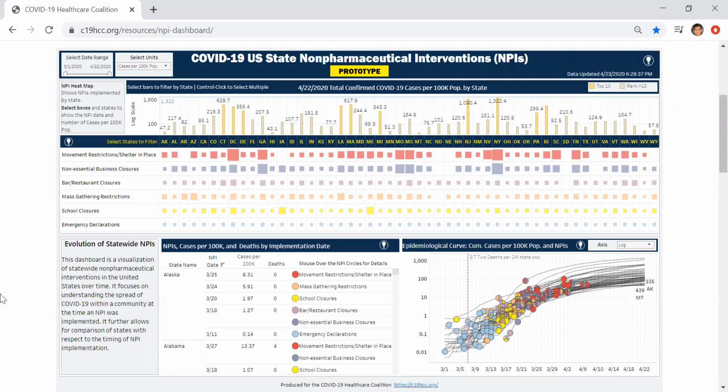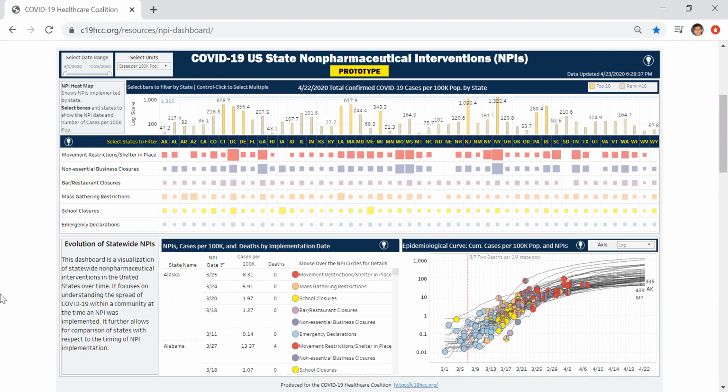Non-pharmaceutical interventions are tools available to government leaders at all levels to limit the spread of communicable diseases. In this visualization, we attempt to understand how NPIs, non-pharmaceutical interventions, were used in the early stages of COVID-19 epidemics across the US states and the District of Columbia.